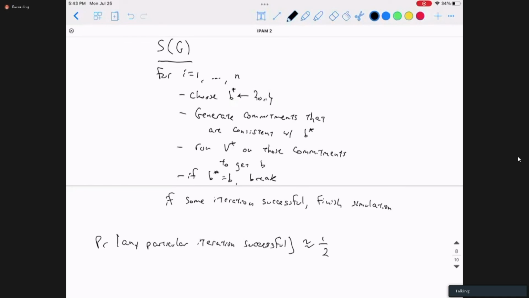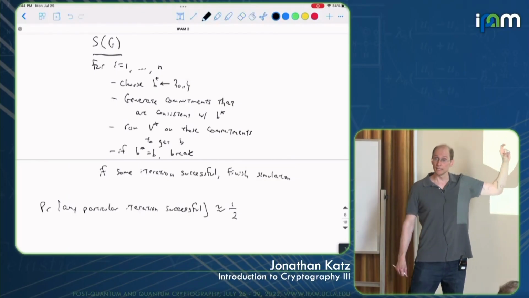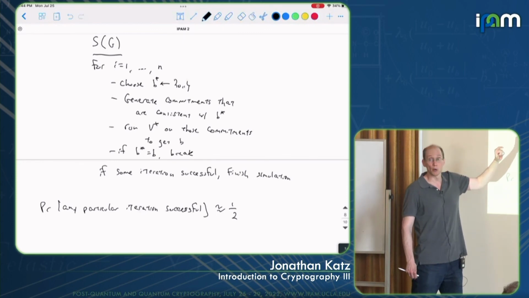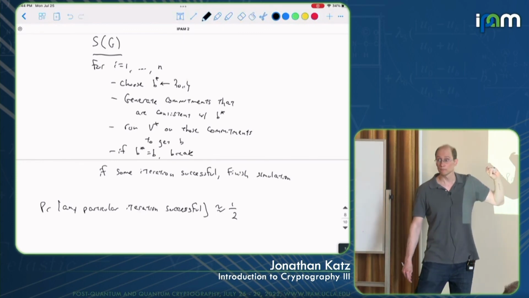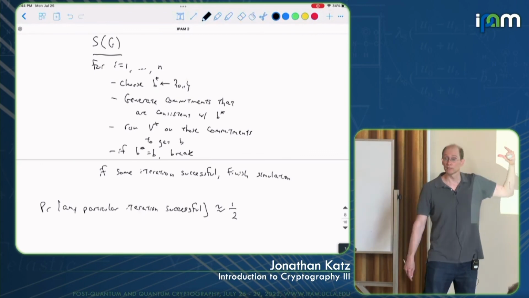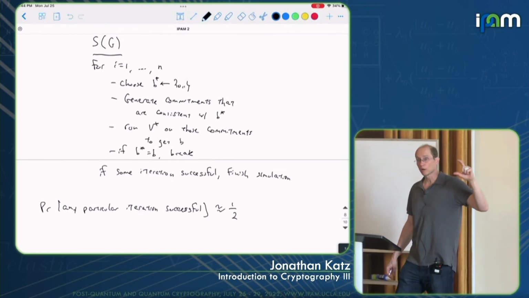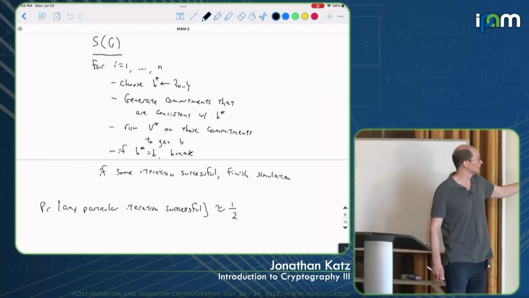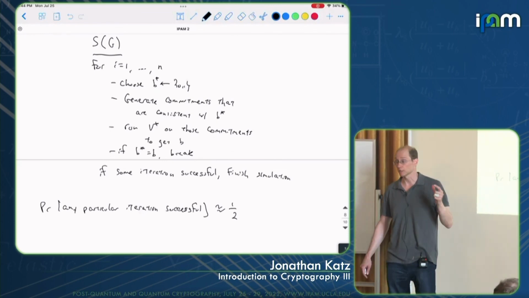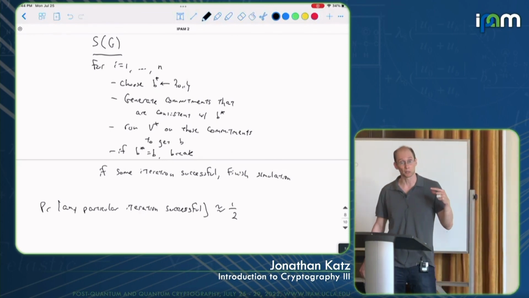There's a little bit of a subtlety here, and that subtlety is because of the commitments that V star gets. If we treat those commitments as ideal, meaning that from the commitments, V star gets no information whatsoever about the bit b star that we chose, then in fact this probability would be exactly 1/2. If we have only computationally hiding commitments, then you have to do some argument there and prove that because V star is computationally bounded, the probability that any particular iteration is successful is 1/2 plus or minus negligible.